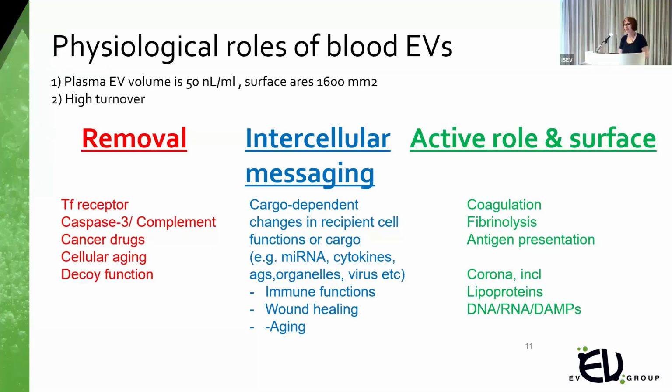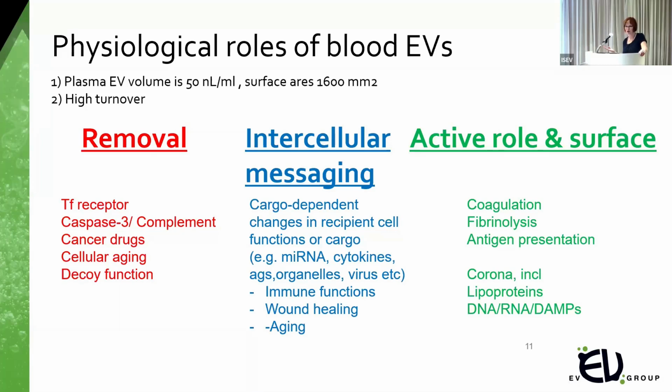So for the beginners, as a beginner trying to go through all that has been published on the physiological roles of blood EVs, it is a nightmare. To give a small framework that you could start off with, I've chosen to divide the physiological roles of blood EVs thus: roles played by removal of material, roles where intercellular messaging is involved, and then an active role for the EVs, an active role for the surface.